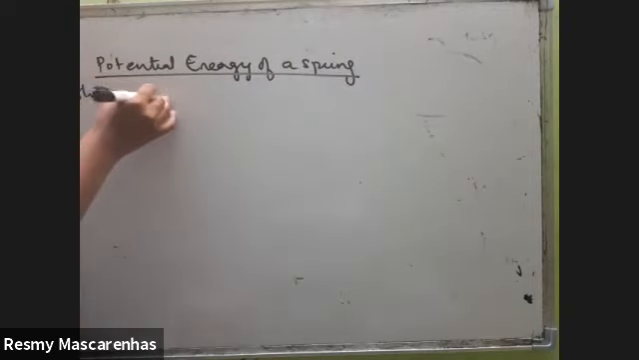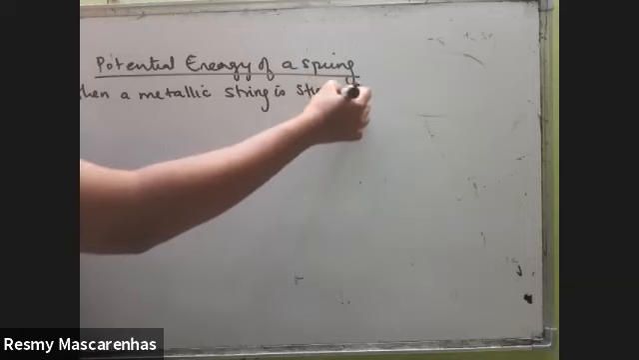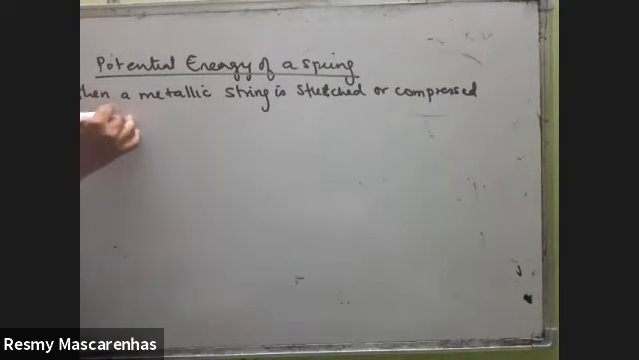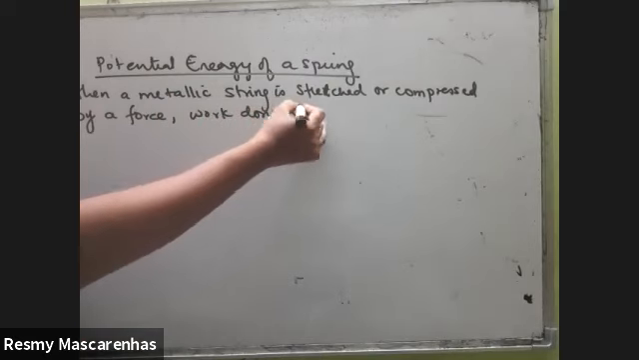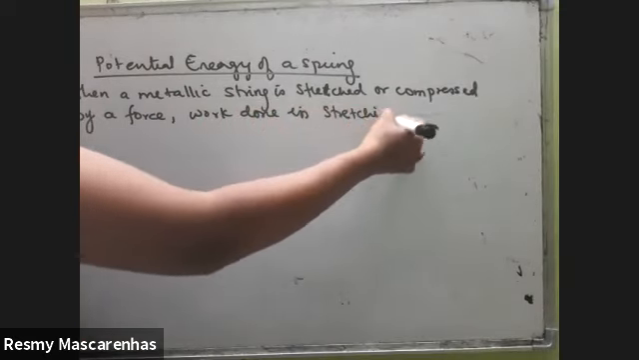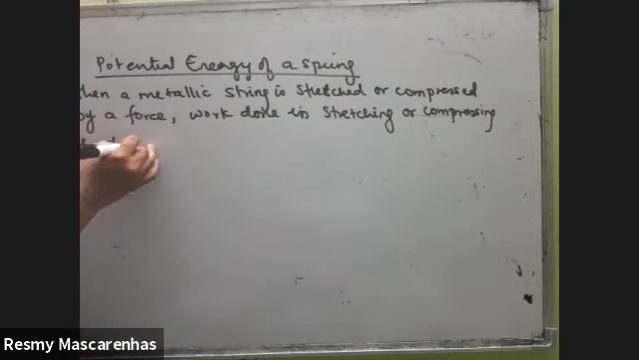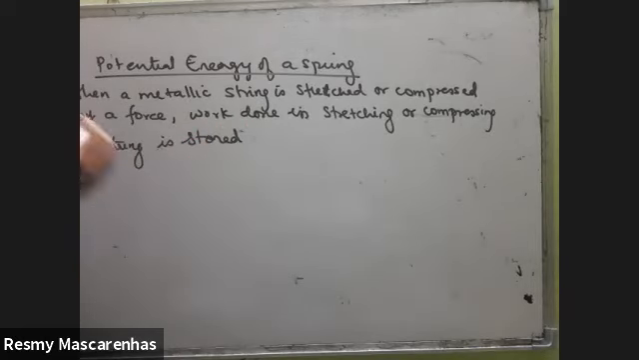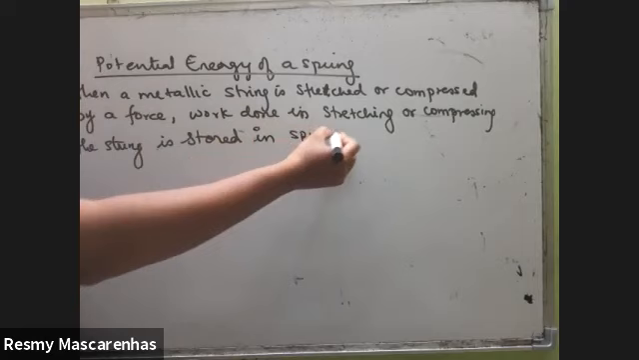So when a metallic string is stretched or compressed by a force, whatever work you do, work done in stretching, either you stretch or compress, or compressing the string, is stored. It gets stored, okay? Whatever work done is stored in the spring in the form of potential energy.